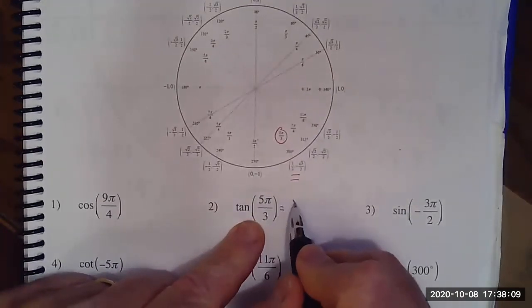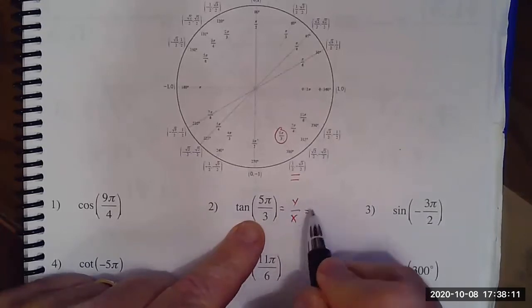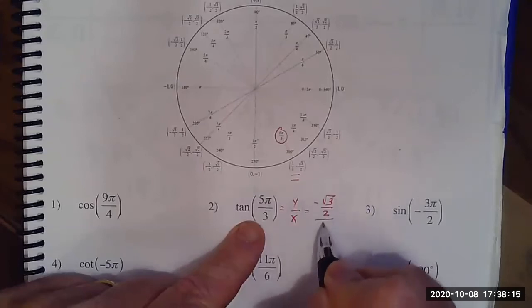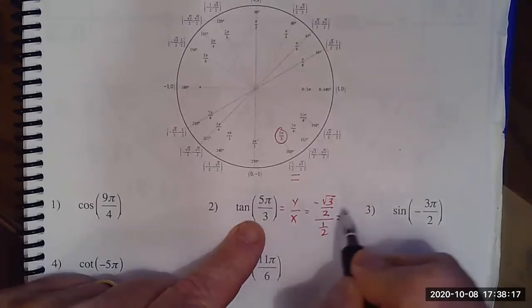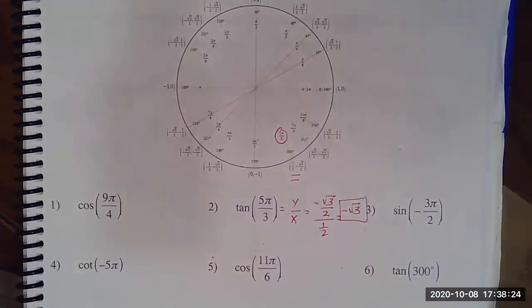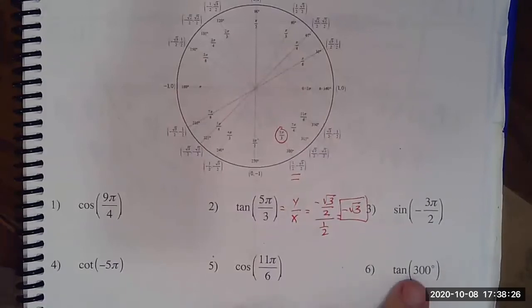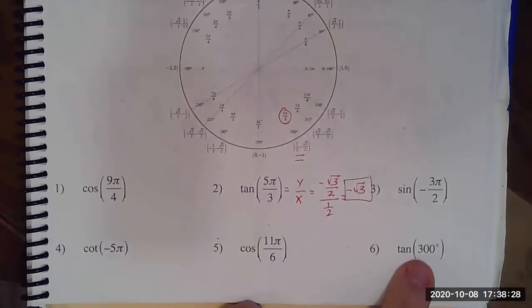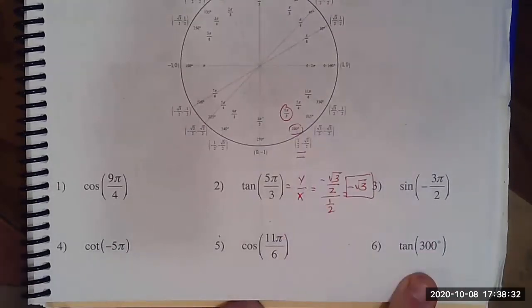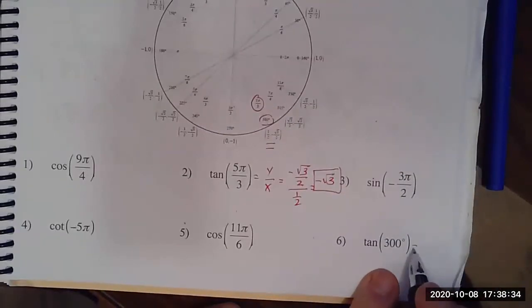Tangent is y over x. So it's negative root 3 over 2 divided by 1/2, which is negative root 3. Since I'm on tangent, let's do 300. Well, you know what? 300 is right there. So it's the same result. That's going to be negative root 3 as well.